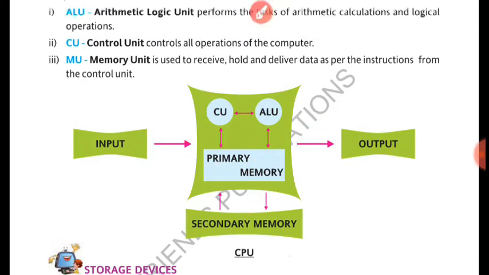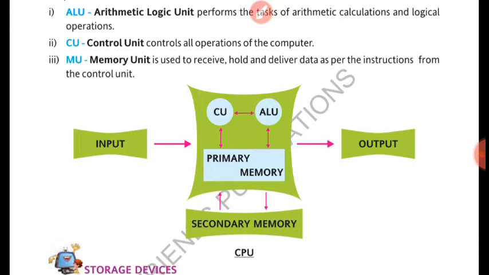In this, the ALU unit performs the arithmetic and logical operations. Arithmetic operations are like plus, minus, multiplication, division. Logical operations are those which are based on some conditions. Next, the CU unit. CU, control unit, controls all the operations which are done by the ALU unit.